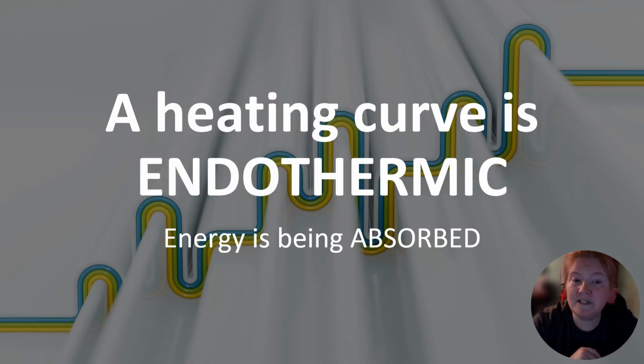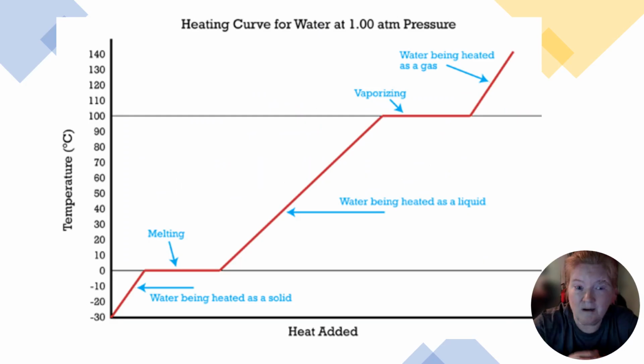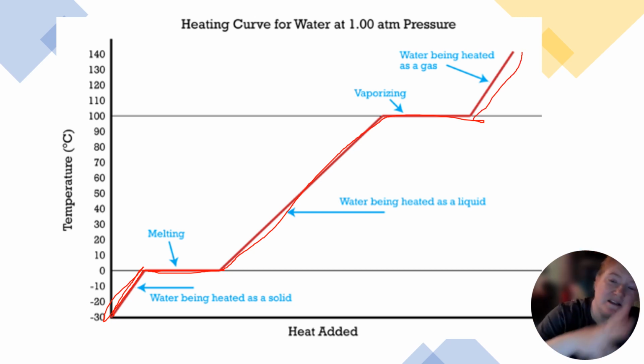Now, a heating curve is endothermic. There's energy being absorbed. How can we tell at a quick glance? Well, the curve goes up. That's real simple. What happens here is we have water being heated as a solid, then it melts. Then the liquid is heated, then it boils, then the gas is heated. That's the flow of a heating curve.